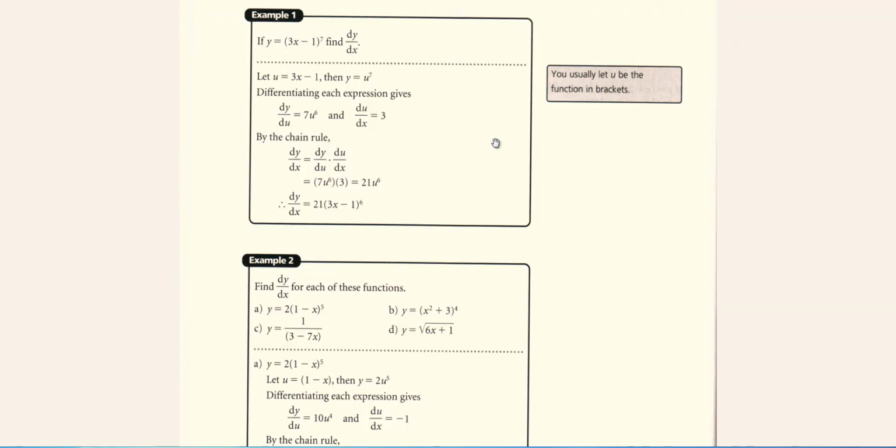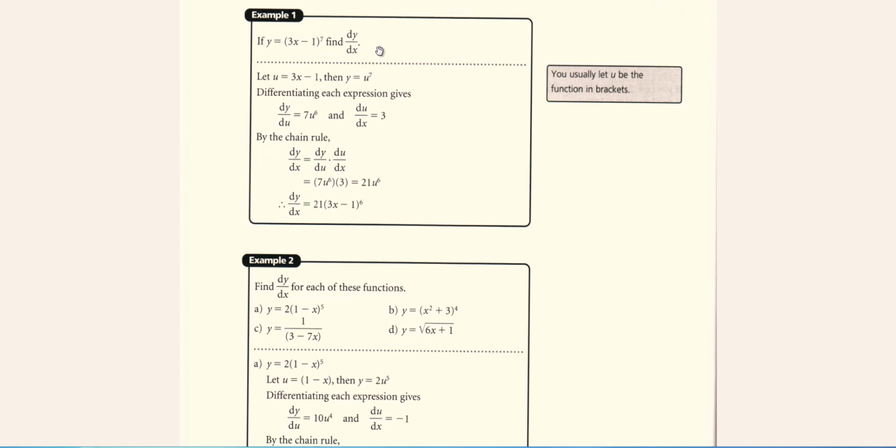Today we're going to learn how to find the derivative of a function using the chain rule. Let's have a look at example 1. We have a function y is equal to, within brackets, 3x minus 1, to the power of 7. And we are going to find dy dx, or the derivative of this function. Y is a function of x. X is the variable.